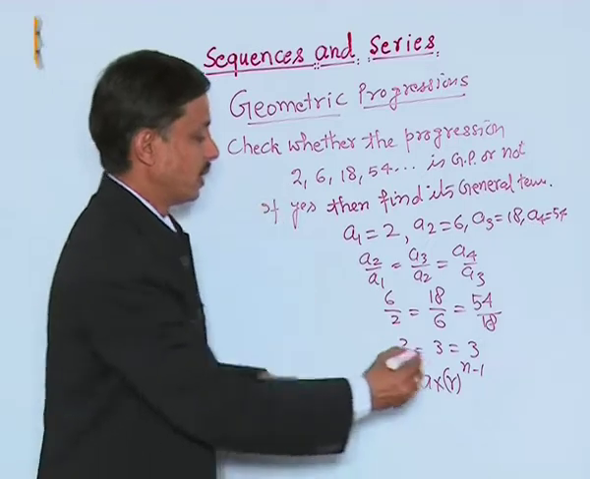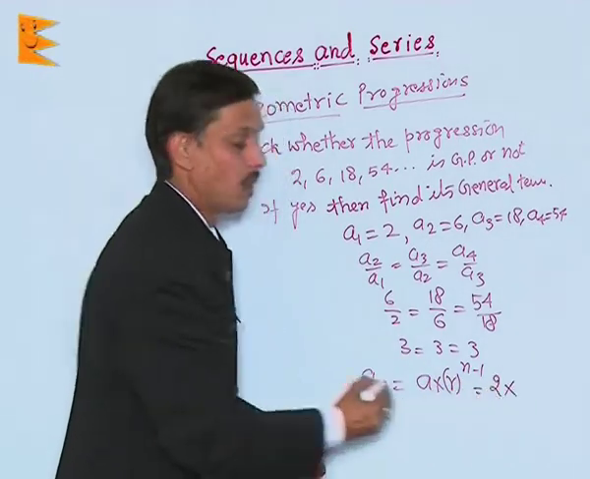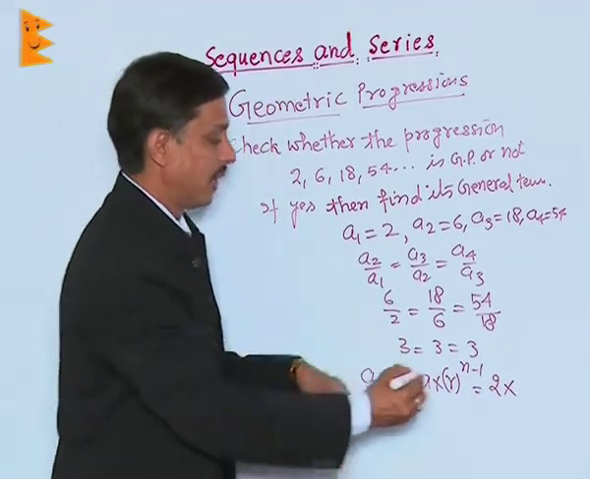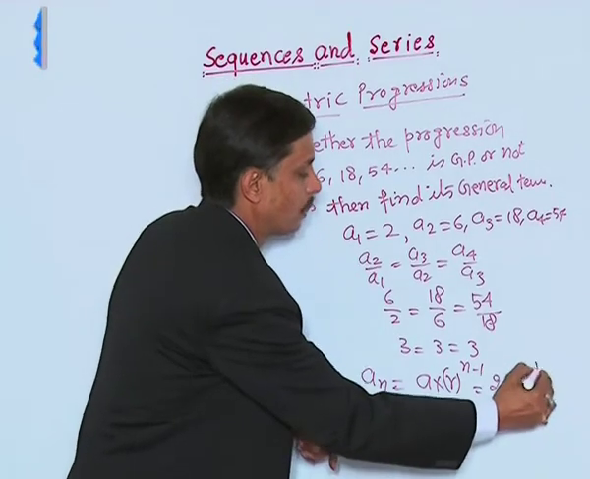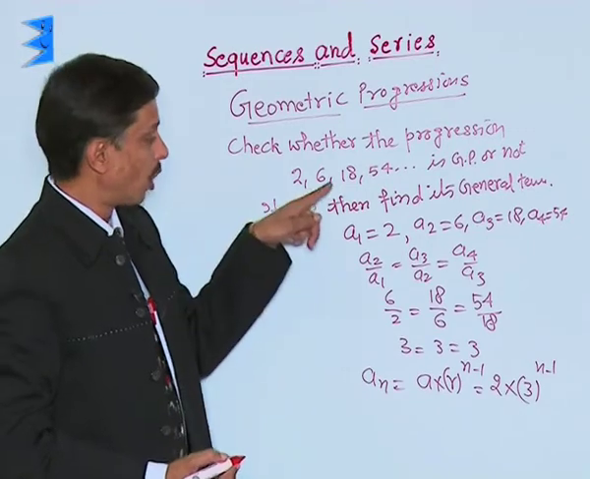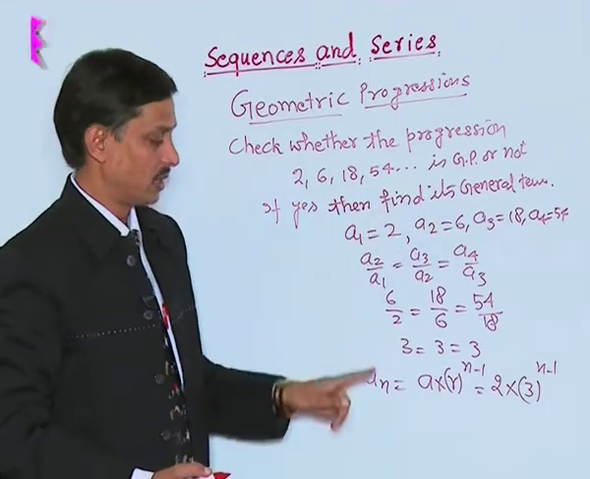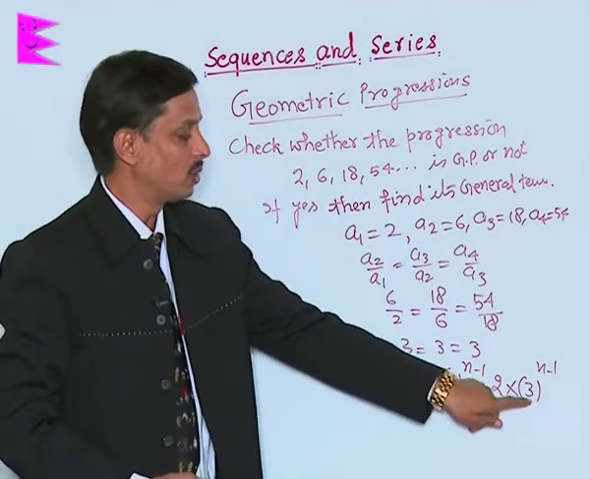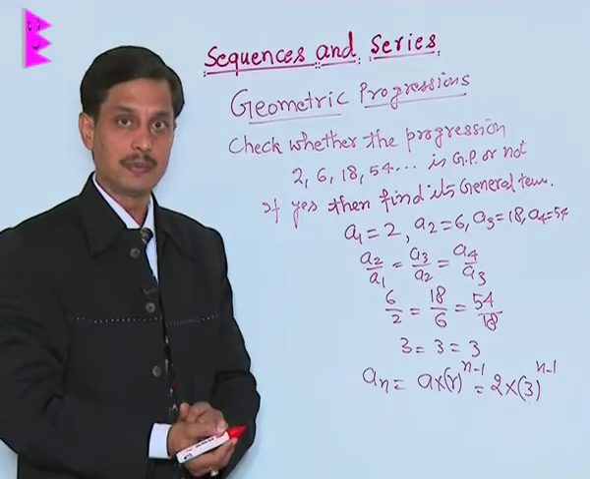What's A here? A is 2. What's r? As obtained, 3. That's to the power n minus 1. So the general term of the given geometric progression is 2 multiplied by 3 raised to the power n minus 1.